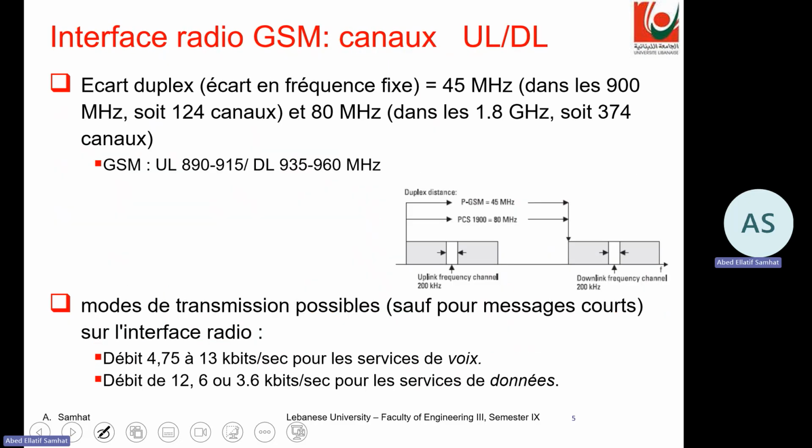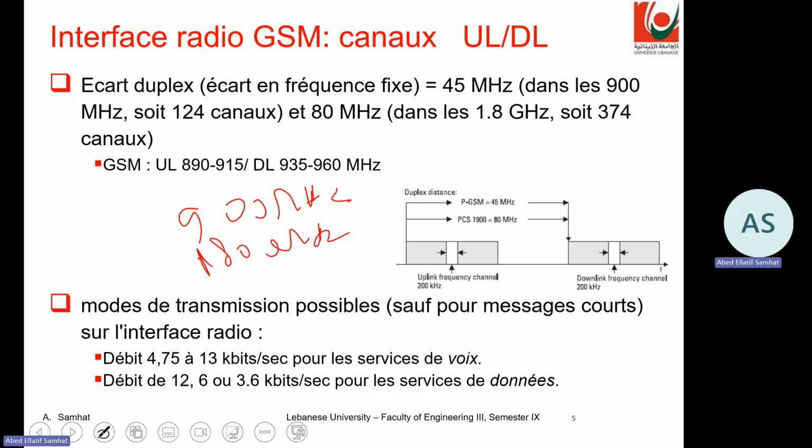So after presenting the radio interface, how it is designed and what the different channels are, let's see now the different channels in uplink and in downlink. So in GSM we have what we call a duplex distance between the uplink and the downlink frequency in both the 900 megahertz and 1800 megahertz bands.